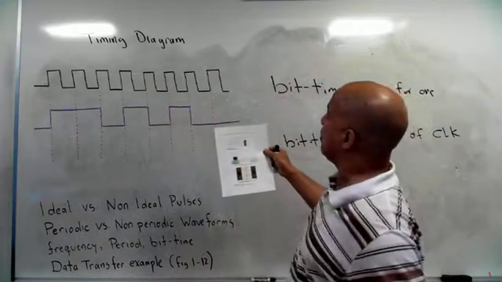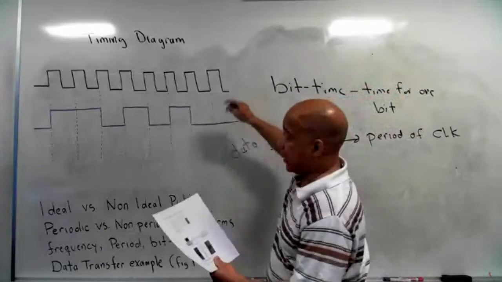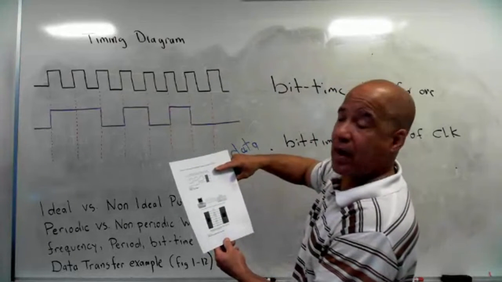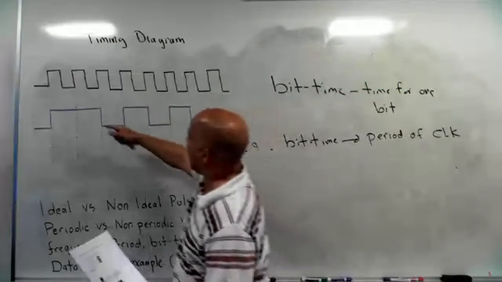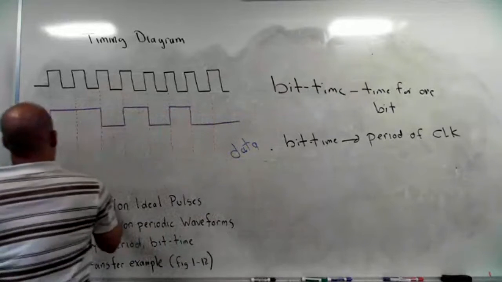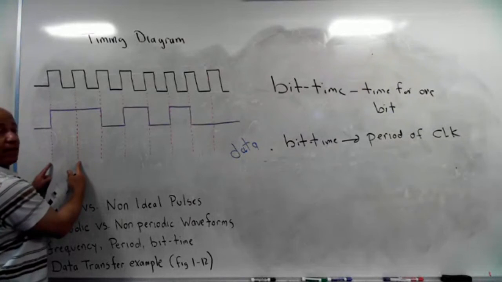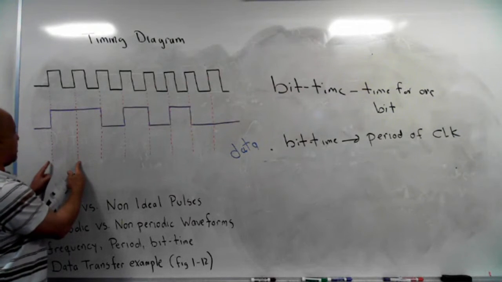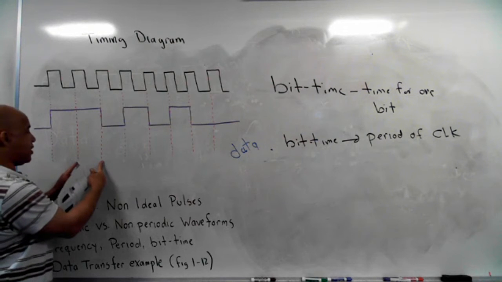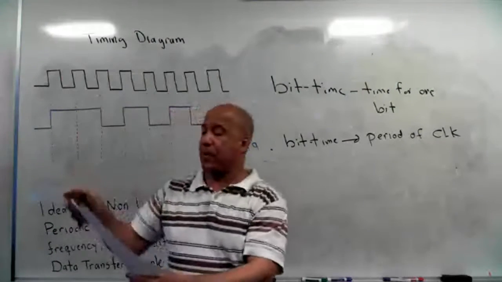What they show you at the very top here, in figure 1-12, is a diagram similar to this, and at the very top is the clock. So you see the periodic waveform, and then they have these lines that break it up. And remember, the period of that clock gives me the bit time. So between these two red vertical lines is 1 bit time. This is 2 bit times, 3 bit times, and so forth. So that's what they're showing on this diagram.